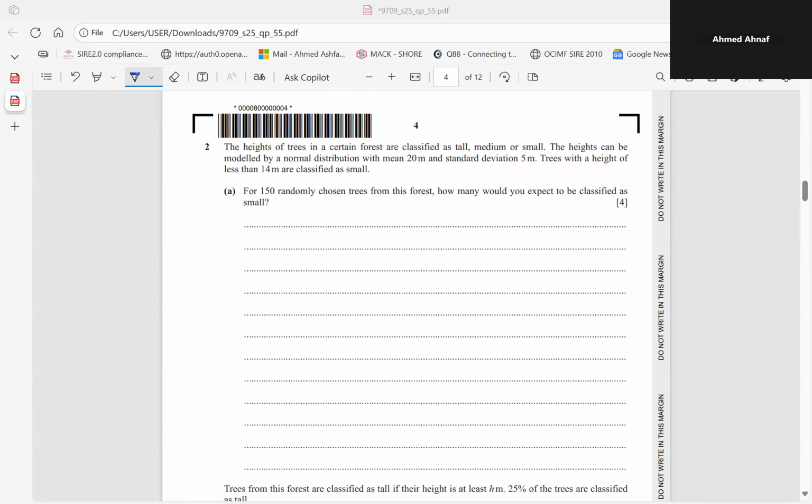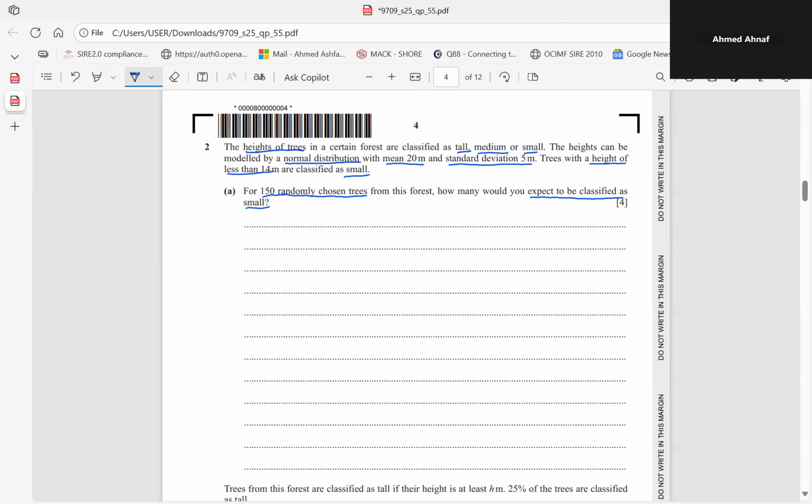Okay, so for this question, we're told that the heights of trees in a certain forest are classified as tall, medium, or small. And the heights can be modeled by a normal distribution with mean 20 meters and standard deviation 5 meters. Trees with a height of less than 14 meters are classified as small. And for the first part, we're told for 150 randomly chosen trees from this forest, how many would you expect to be classified as small?